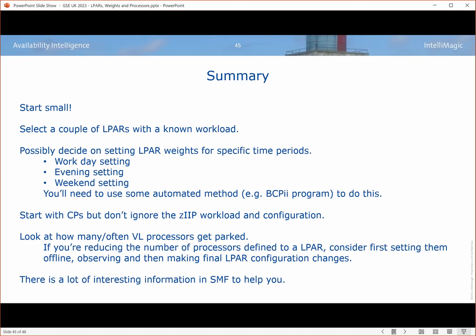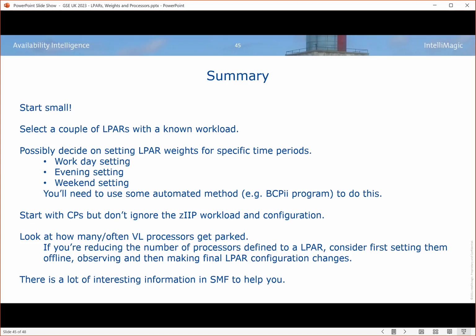So with the vertical low processes, as I said, it's important to look at how many get parked. When you're going through the process of making changes, you want to be careful to make sure it doesn't hurt. So sometimes when you're reducing the total number of processors, because you found so many were parked, set them offline first. They're not going to be used. They're not going to hurt you, and determine whether that was the right value, okay? So a lot of observation is needed.